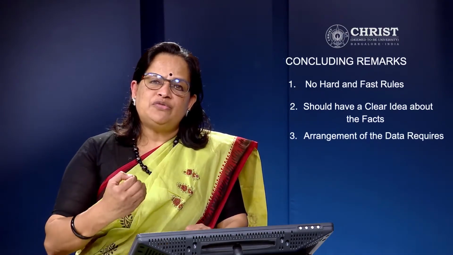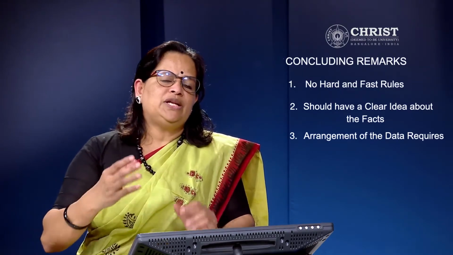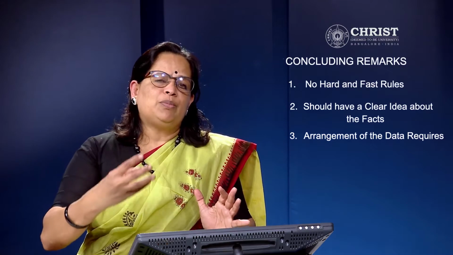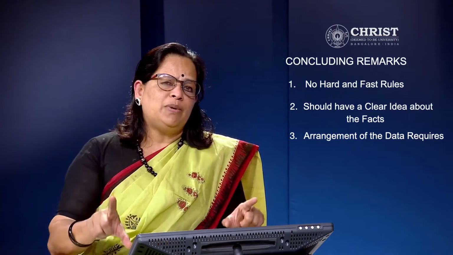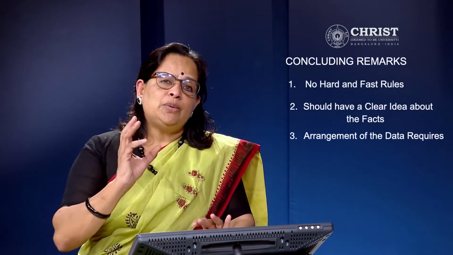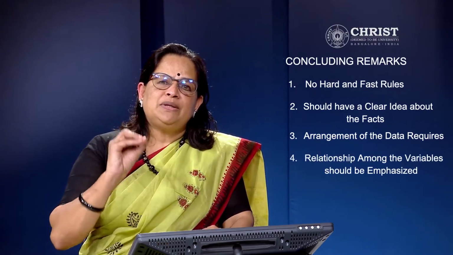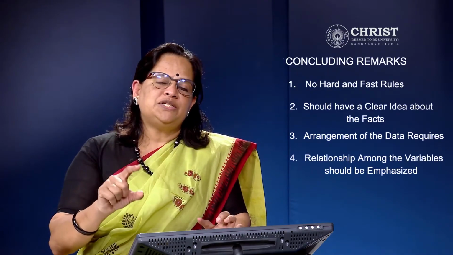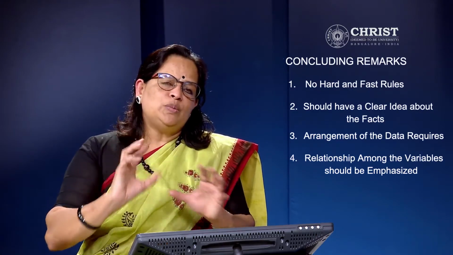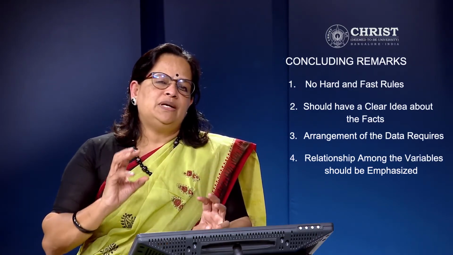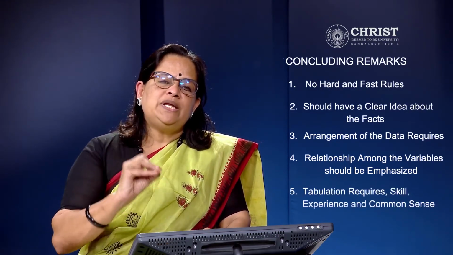Third point is that arrangement of data requires familiarity and considerable care. You have to be continuously doing that. Whatever data you are getting, when you do the problems also, you should remember that. You should work out more and more problems. Then you will learn how to properly arrange the data in a table. That requires your skill in doing the table properly. Fourth is that relationship among the variables should be emphasized. Different relationships: blind, non-blind, male, female, literate, illiterate. When you have so many characteristics, how you fit them in the table, you have to decide. Fifth point is that tabulation requires skill, experience and common sense.